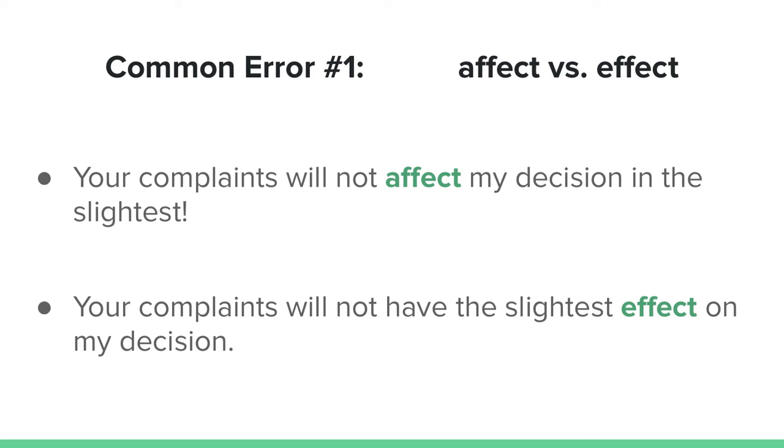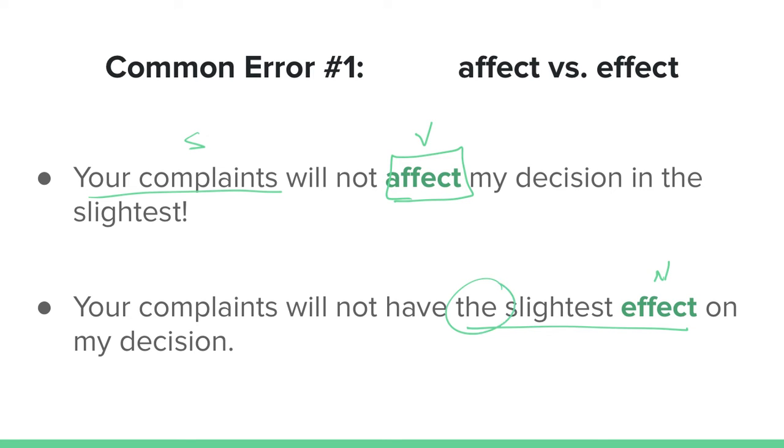Another example. Your complaints will not affect my decision in the slightest. So again, subject, what's the verb? Affect. It's functioning as an action. Your complaints will not affect my decision. Here, your complaints will not have the slightest effect. So this is functioning as a noun.